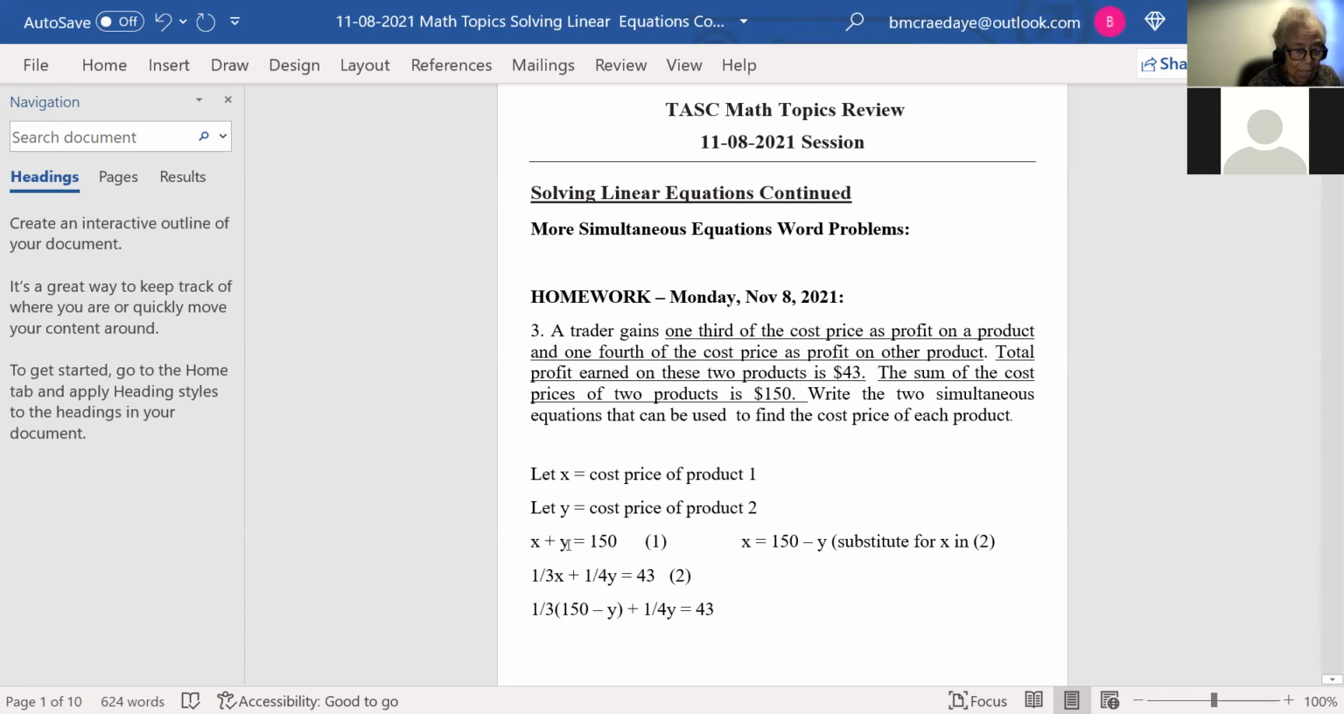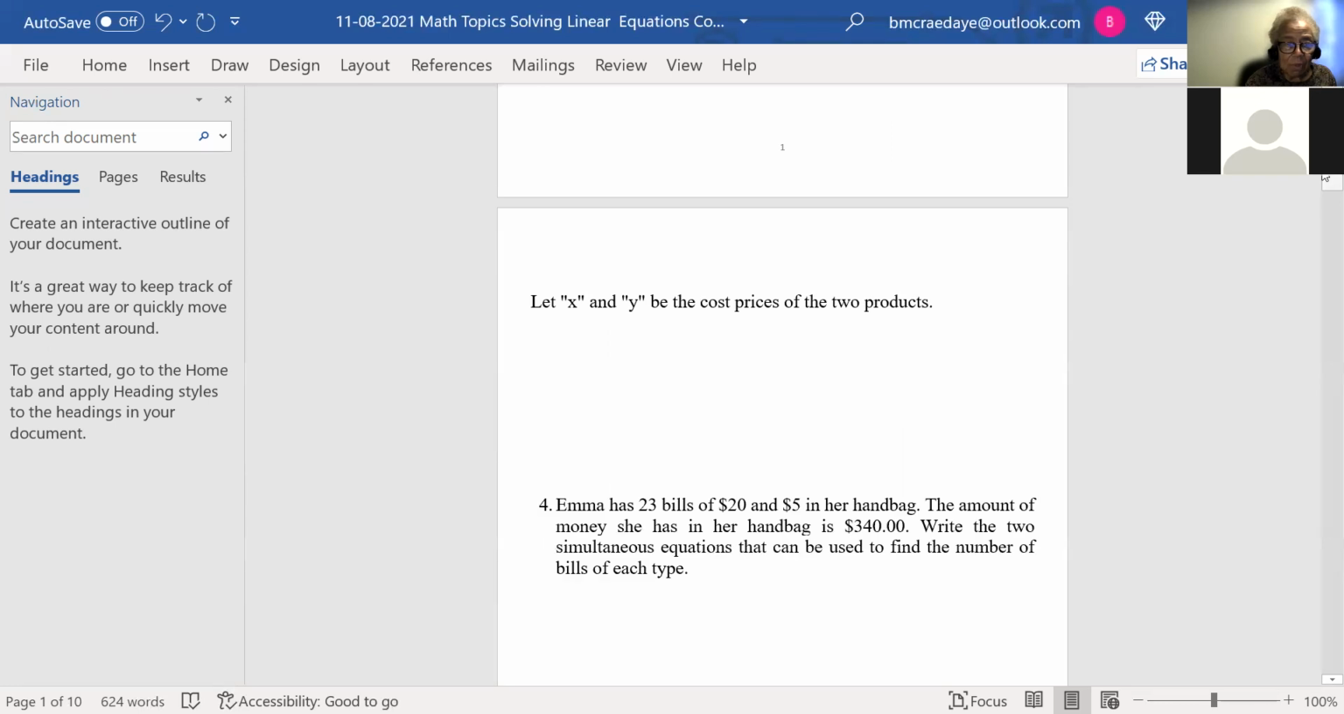See, X and Y in number 1 and X and Y in number 2. All right, Maureen, did that clear that up for you for simultaneous equations? Yeah. Okay, you said you did number 4, right?